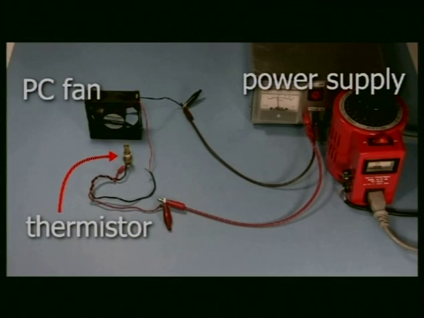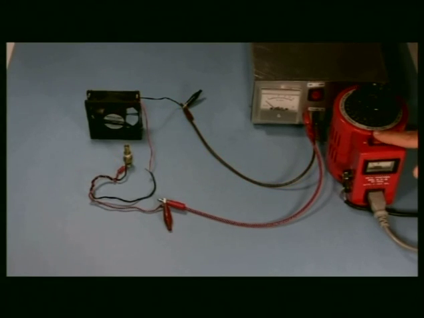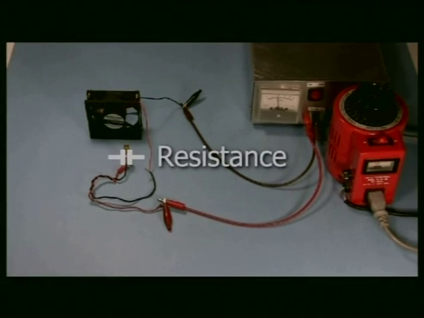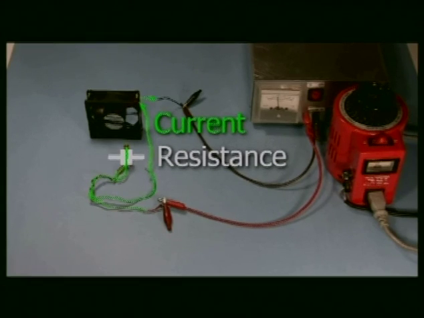Now here it is with the thermistor. The positive from the power supply goes to one end of the thermistor. The other end of the thermistor goes to the positive of the PC fan, and the negative of the PC fan goes back to the power supply. But this time when I turn on the power supply, the fan doesn't start spinning. That's because the thermistor is nice and cool at room temperature, and so it has a high resistance. The fan needs a certain amount of electrical current going through it in order to spin. But the higher the resistance in the thermistor, the lower the current is going through the fan. And the resistance of the thermistor is high enough to make that current too low.